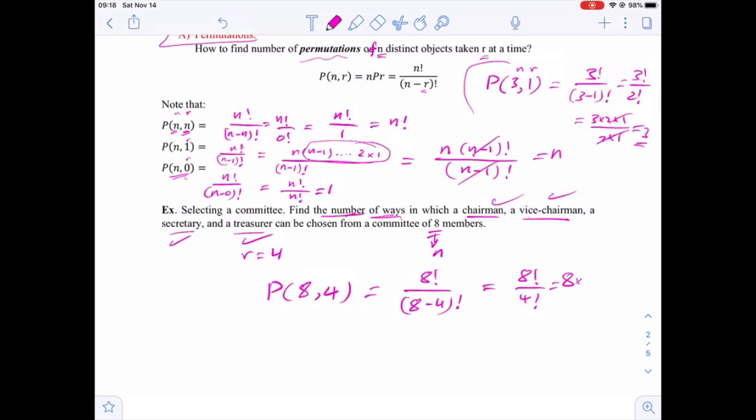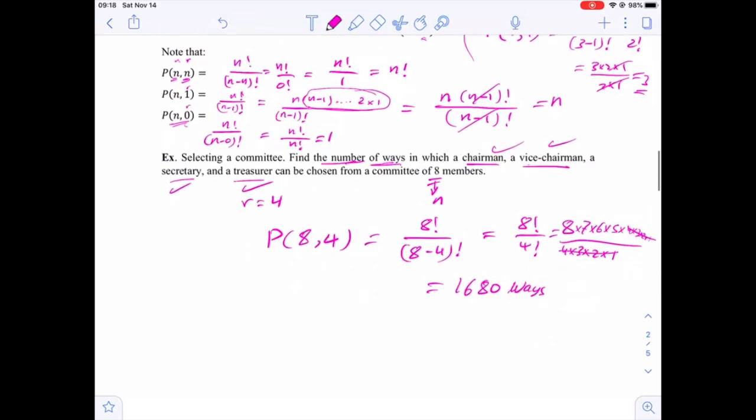It's 8 times 7 times 6 times 5 times 4 times 3 times 2 times 1 over 4 times 3 times 2 times 1, and then you cancel those values. If you multiply those, you get 1,680 ways of choosing those 4 officials.